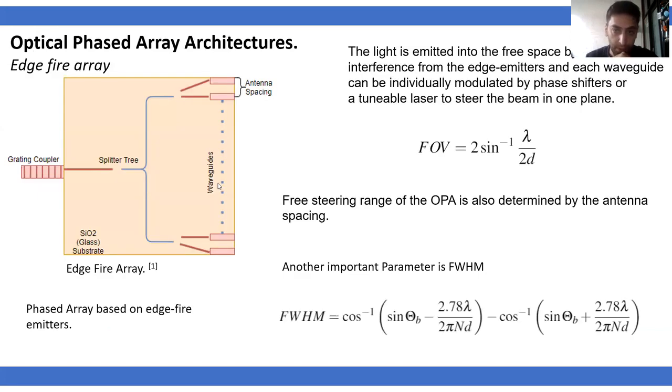experiments. The first system that was investigated is a HFire optical phased array system. In the HFire optical phased array system, the light is emitted into the free space by the interference from the edge emitters and can be individually modulated by applying phase shifters onto the waveguides. One of the main parameters of this HFire system is the field of view, and also for optical phased array systems, which shows the free ambiguity steering range. Another parameter is the full width half maximum of the beam, which shows the minimum size of the detectable object.